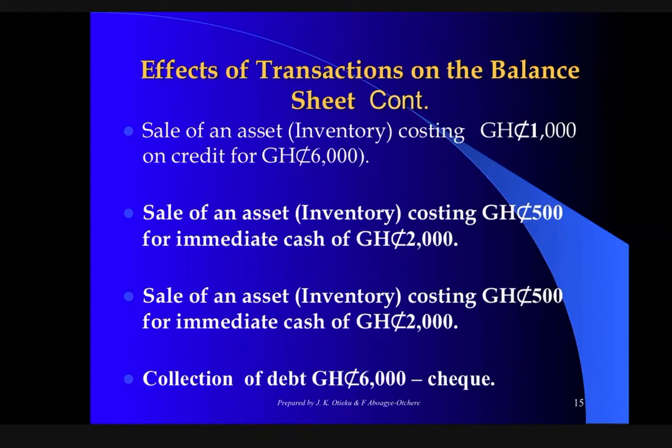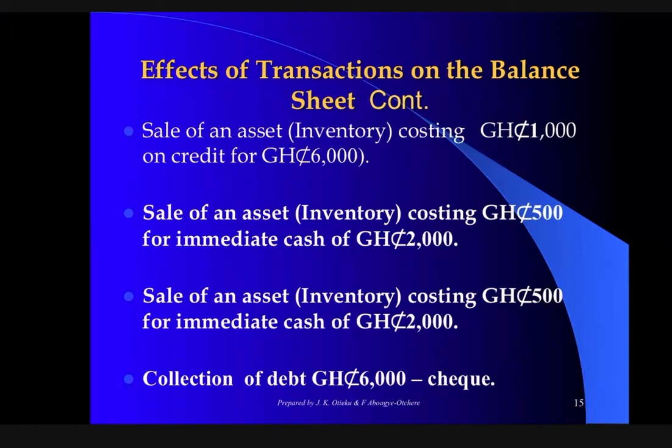Okay, so let's let other people try. I see that there are other hands also up. Jamal, your hand has been up for a while. Let's let Jamal try. So we are still on that one. We've not gotten over it. We sold inventory. So if I'm a business person and I sell inventory costing 1,000 cedis on credit for 6,000, what has happened? Okay, madam, I think with this, you said asset, that is the inventory.